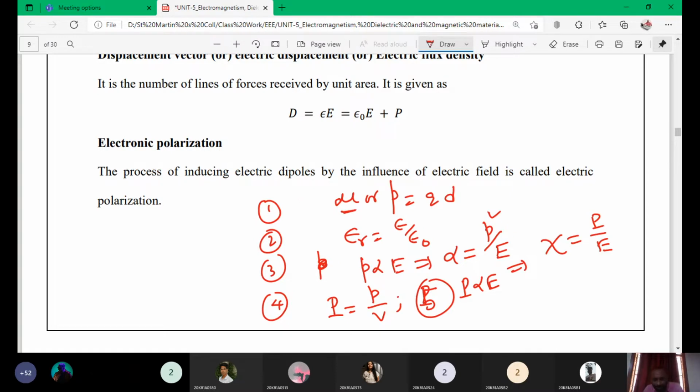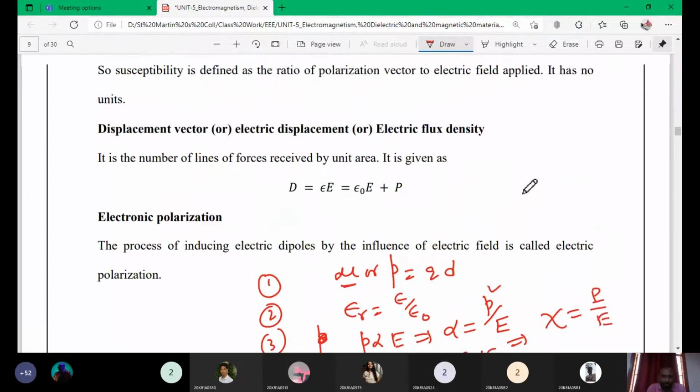Are these definitions clear, guys? Do you have any confusion? Yes, sir, they are easy definitions. Just go through them once, because they may ask as a long answer question: define the polarization vector, define the susceptibility. This kind of question is for 2 marks or 3 marks, not a long answer.